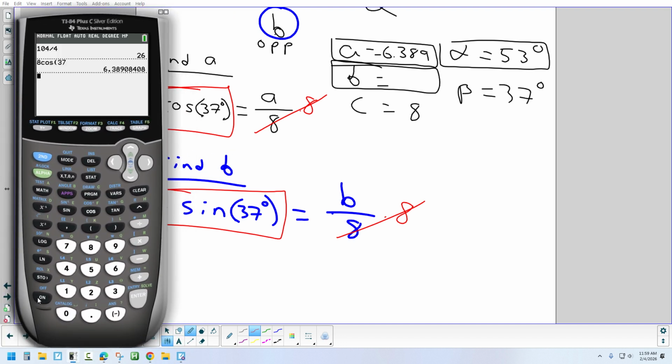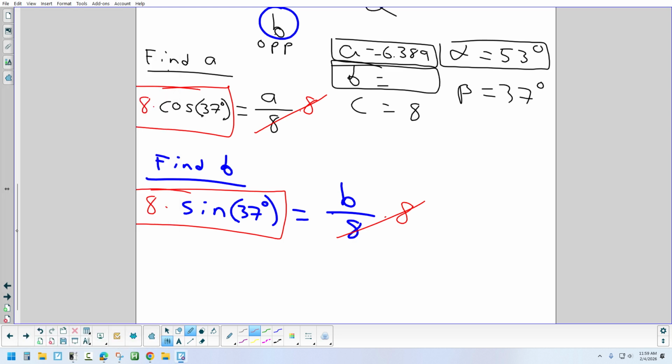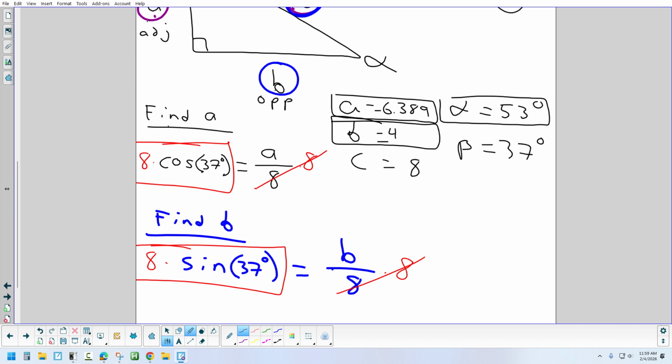8 sine 37. 4.815. Now, if you had extra time and you wanted to make sure that you're doing it right, you could type into your calculator a squared, type in b squared, add them together, and then calculate c squared. A squared plus b squared should be about 64 in this problem. If that checks out, then you know you did it right.